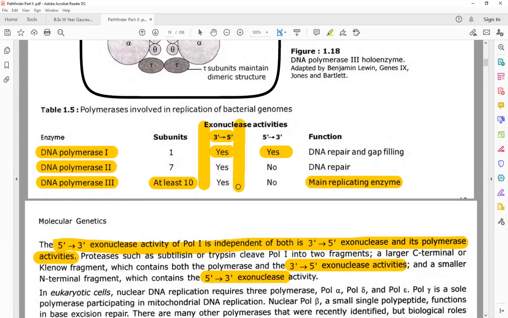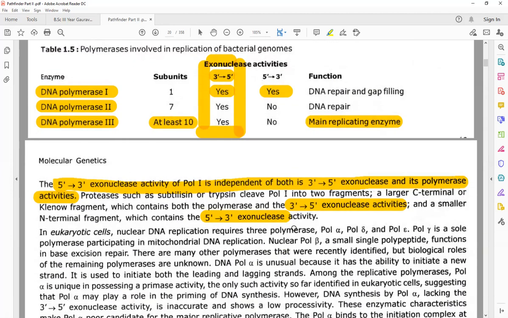You can look here. Each and every polymerase has 3' to 5' exonuclease activity. Everyone has this type of activity present within itself. So it is present in all. Whereas the 5 prime to 3 prime activity is only present in DNA polymerase 1. Only DNA polymerase 1 has 5 prime to 3 prime exonuclease activity.